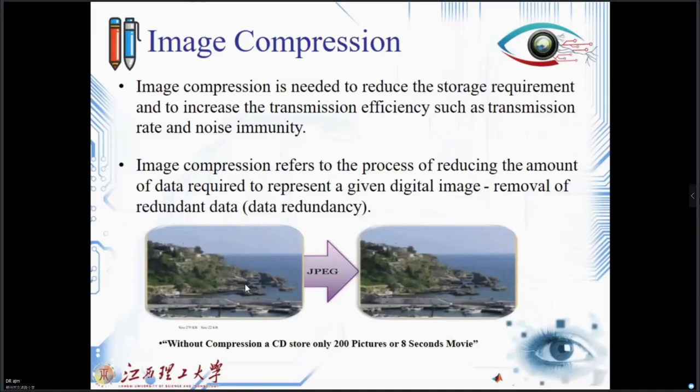The nice thing in image compression is that you reduce the size, but you will not lose much data. You will lose some, obviously, but not much, and you can still analyze the data with that file size. This is the job of image compression, and one example of that.